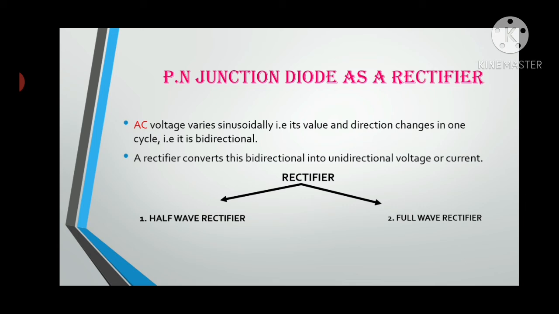Now the PN junction diode is used in a rectifier, as we have seen: the diode rectifier. So the diode rectifier is nothing but the PN junction diode. Here the AC voltage varies sinusoidally, that is, its value and direction change in one cycle, that is, it is bidirectional. So a rectifier converts this bidirectional voltage into a unidirectional voltage, or you can say current. Now a rectifier has two types: half wave rectifier and full wave rectifier.